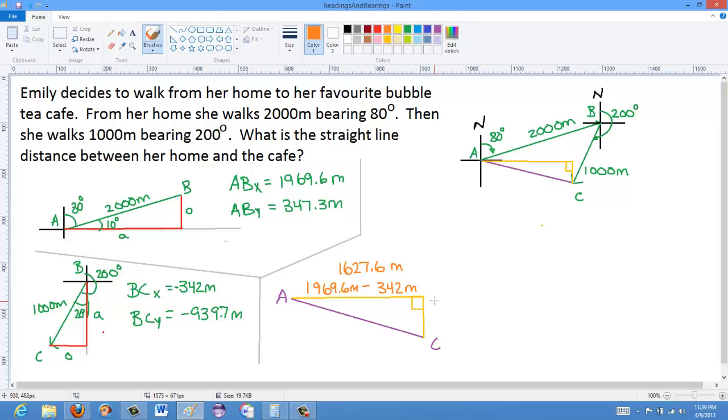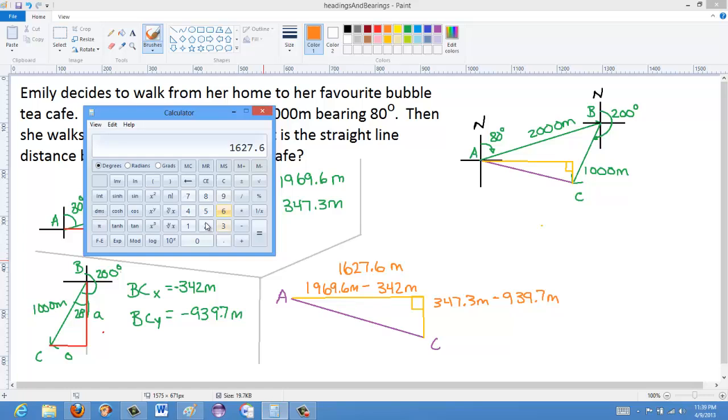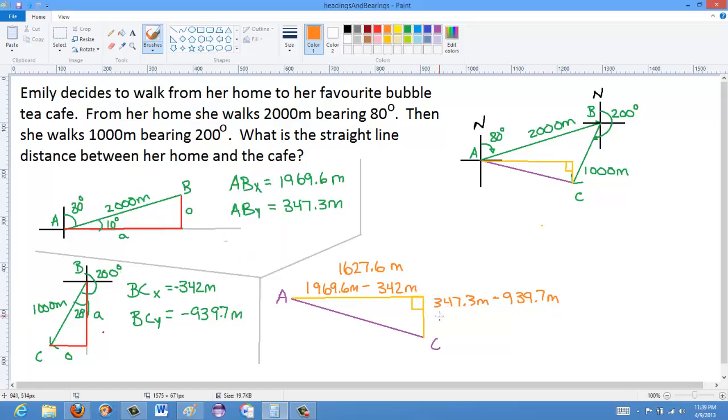Now, as for the vertical direction, it's the same thing. It would be walking 347.3 meters going up, and then coming back down negative 939.7 meters. So this distance in total is 347.3 minus 939.7, and I get negative 592.4. So I'm just going to write 592.4.